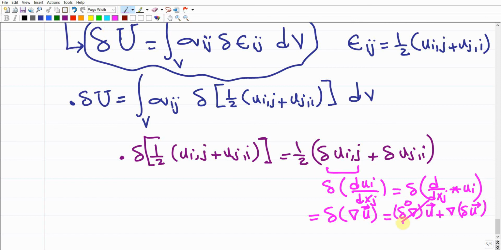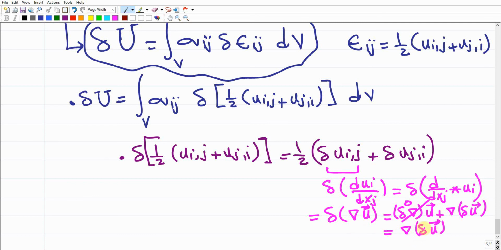This variation is zero. Why? Because there is no first variation for nabla. Nabla is dependent on the coordinate system, depends on x, y, and z, but it is not a function of the displacement. So this term will be zero. This is definitely going to give us nabla delta u, which is the first variation of the displacement.